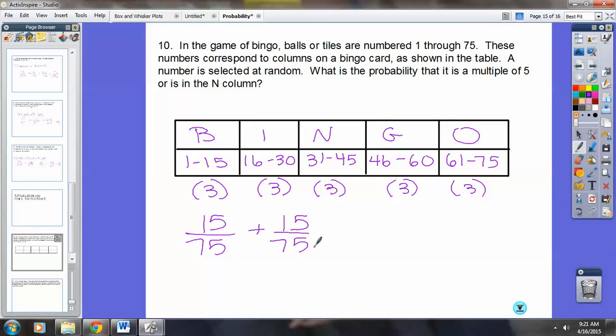Okay. Why can't I at this point just add 15 plus 15 and say it's 30 out of 75, simplify my answer? Not mutually exclusive. Correct. So what do we need? What do we need to subtract? Probability of A and B.